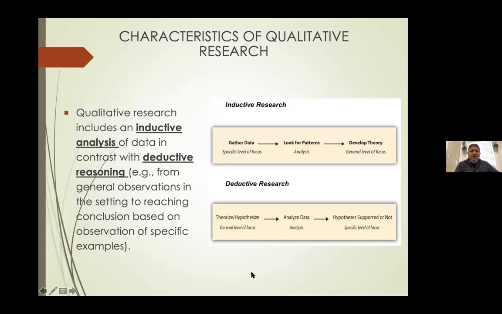So here's another example of the characteristics of qualitative research that I wanted to make sure you also understand and have some clarity about. Qualitative research includes inductive analysis of the data, in contrast with deductive analysis or deductive reasoning, right, that we find in quantitative. From the general observations in the setting, we reach conclusions based on observations of specific examples, right? So here's an example of inductive research. Gather data, a specific level of focus, look for the patterns, right? So analysis, and then develop the theory, general level of focus. So that's what a qualitative researcher does.